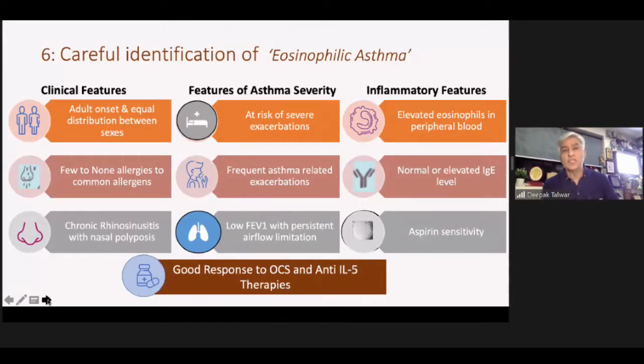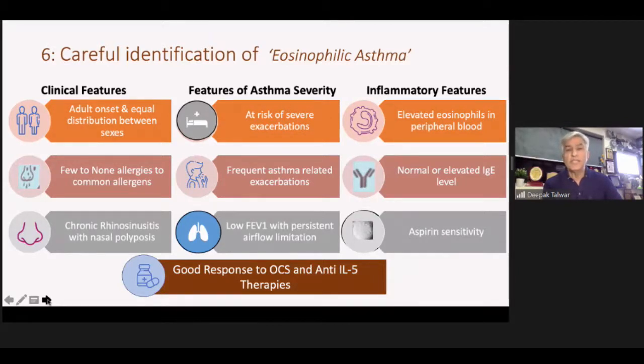And the last touch point is in the overlap group, where IgE as well as eosinophils seem to be playing a role in producing the disease in an individual patient. You need to be very careful to select what is called severe eosinophilic asthma, because this is the group which is going to respond to anti-eosinophilic drugs, which is anti-IL-5, either mepolizumab or benralizumab.